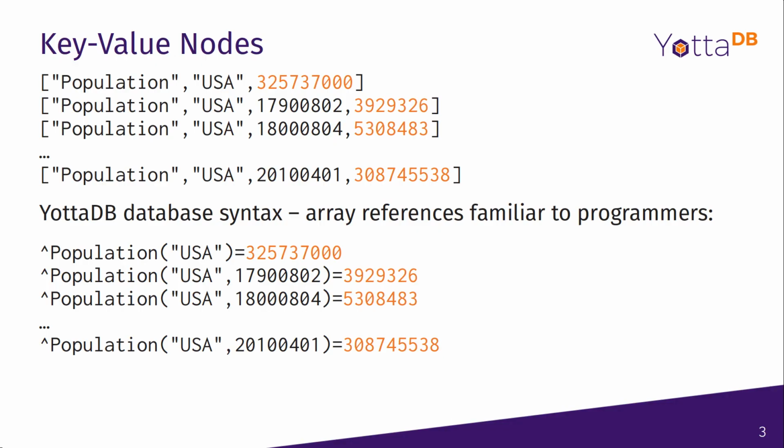So, what are key-value nodes? Key-value nodes are just n-tuples, or sets of values, where the first n-1 pieces of data are the key and the last is the value. In YottaDB, we write these n-tuples with syntax resembling array references that are familiar to programmers. Each tuple is called a node. The caret at the beginning of each array reference means that it refers to a node that persists in the database rather than a node which is temporary and in the memory of a process.